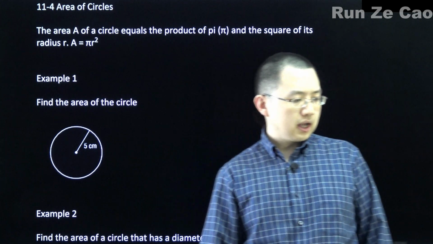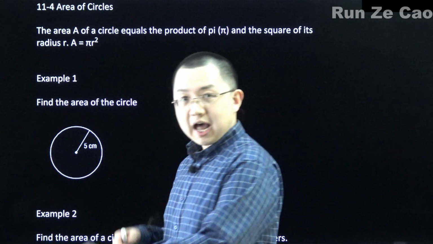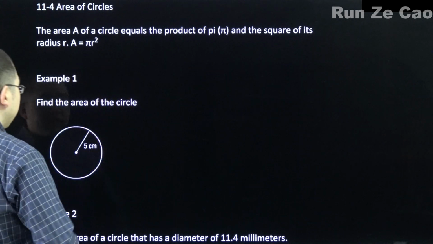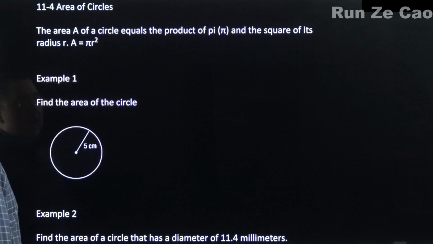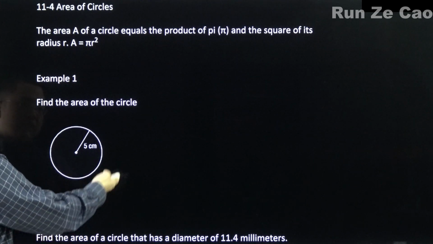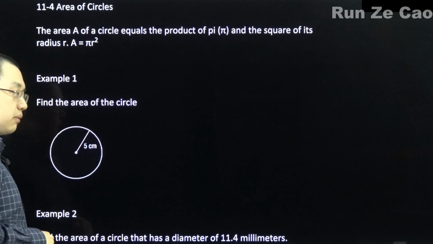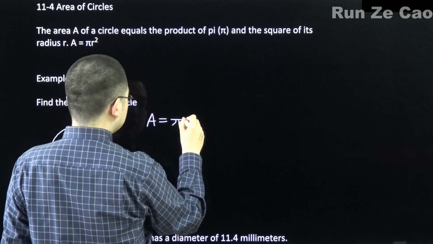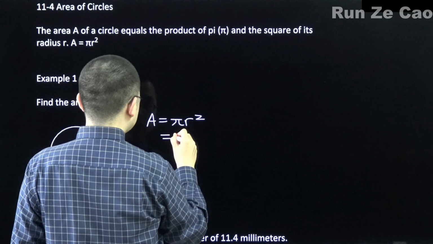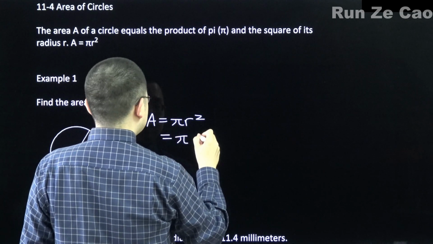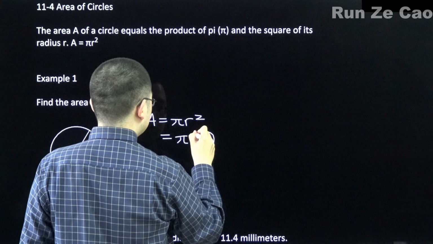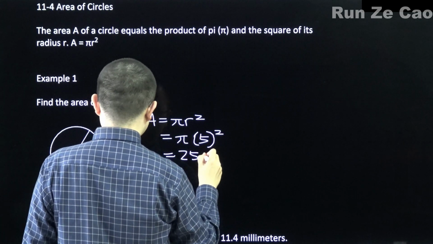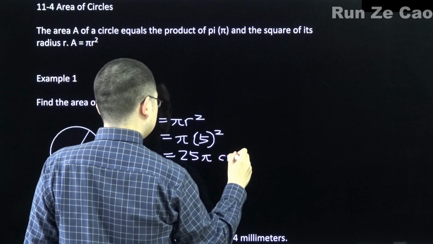Area of circles. The area A of a circle is pi r squared. The square of the radius multiplied by pi is the area. So let's say we have a circle with radius 5 centimeters. A equals pi r squared. We write out the formula and then we substitute. Pi times 5 squared. So we end up with 25 pi centimeters squared.